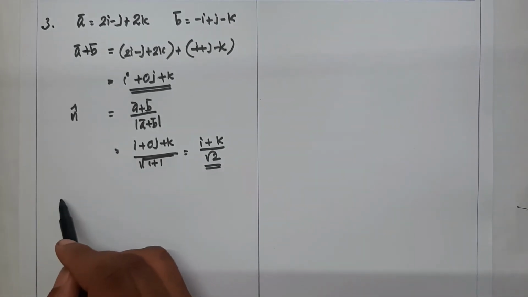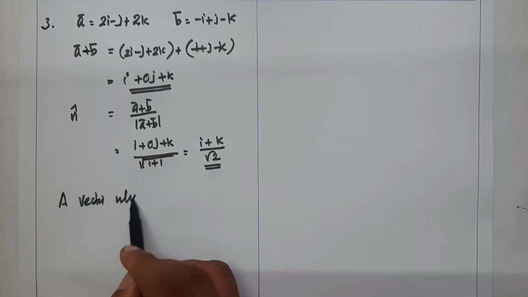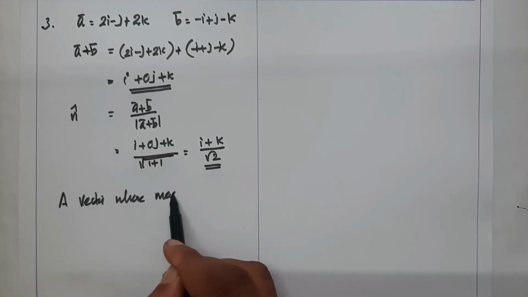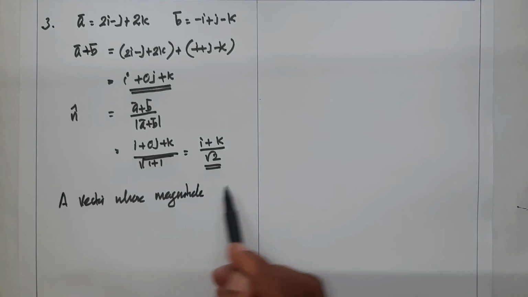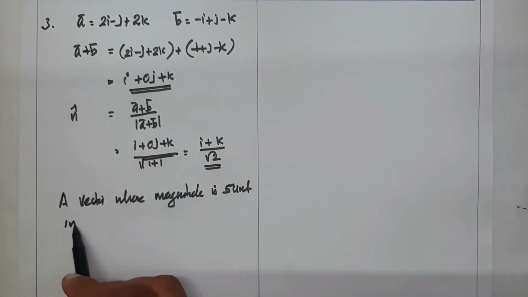Now you find a vector whose magnitude is 5 units in the direction of vector A plus B.